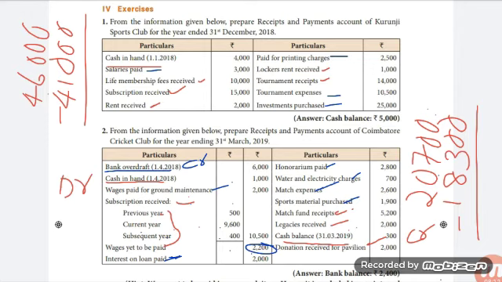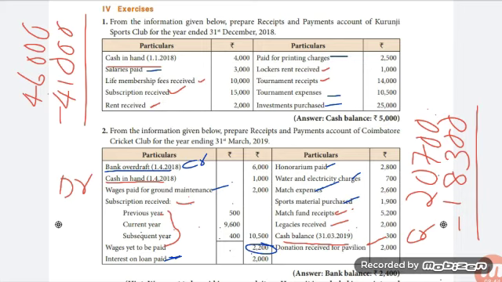From the information given below, prepare receipts and payments account of Coimbatore Cricket Club for the year ending 31st March 2019. Write the title. Receipts and payments account of Coimbatore Cricket Club for the year ending 31st March 2019. Children, see the question. Here bank overdraft 1st April 2018 is given. Cash in hand also given.